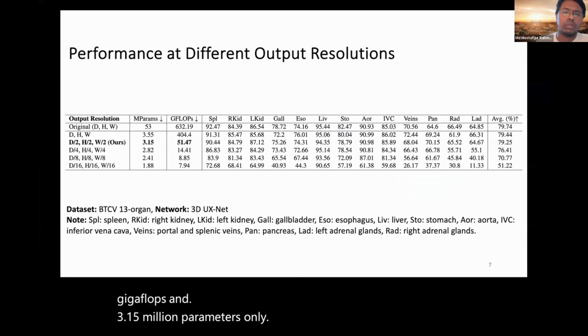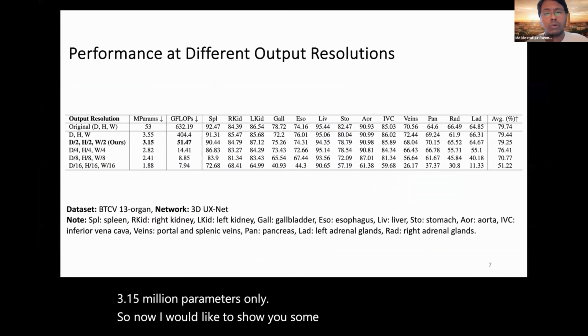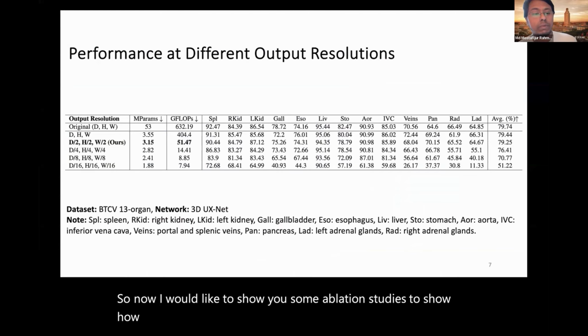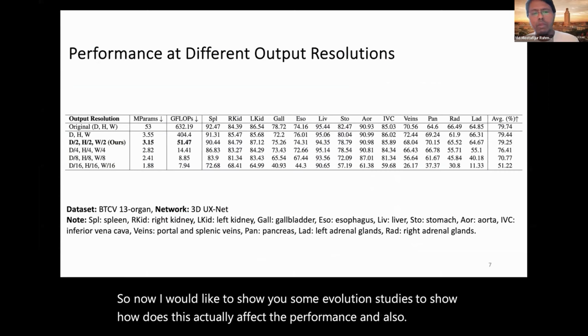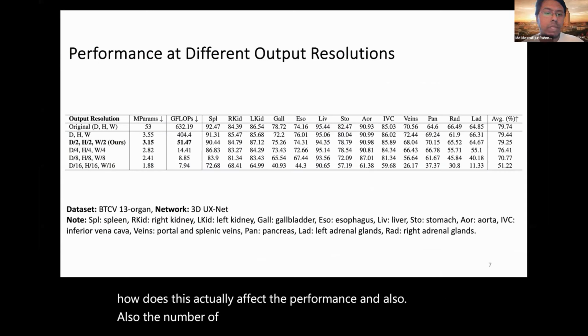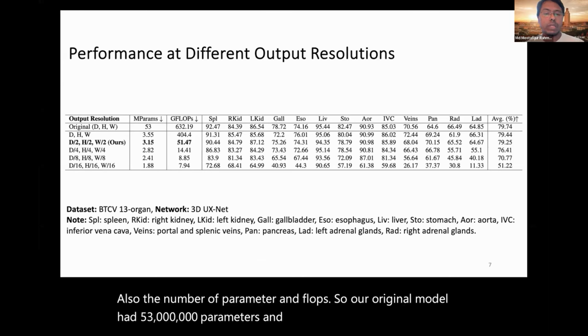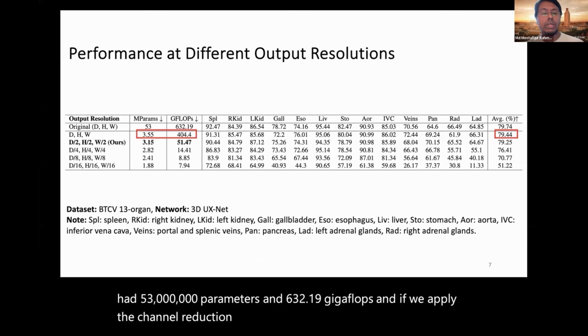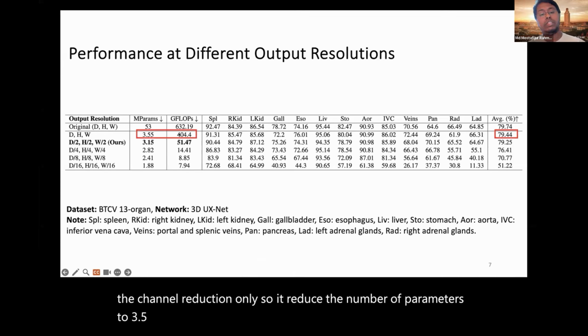Now I would like to show you some ablation studies to show how this affects the performance, and also the number of parameters and FLOPs. Our original model had 53 million parameters and 632.19 gigaFLOPs, and if we apply the channel reduction only, it reduced the number of parameters to 3.55 million, but the FLOP requirement is still 404 giga. But the reduction in Dice score is only 0.3%.